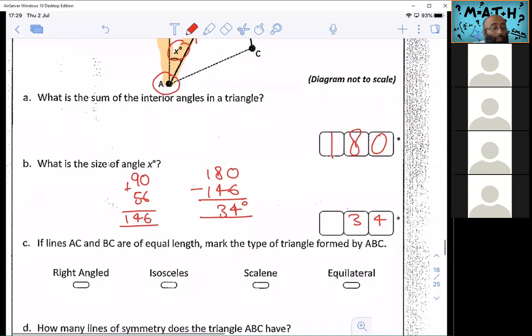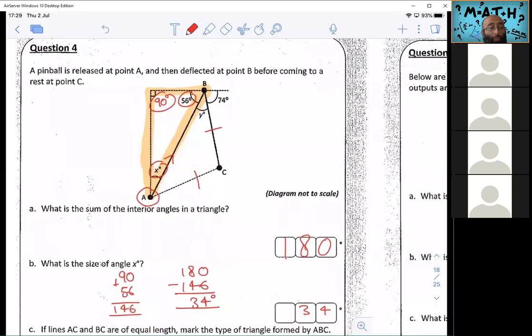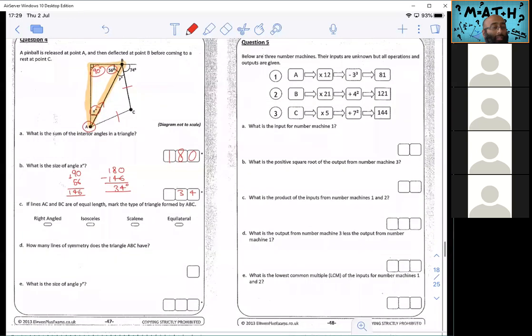Good stuff. Next, read. If lines AC and BC are of equal length, mark the type of triangle formed by ABC. Okay, if AC and BC are equal, let's have a look. Where's AC and BC? What they're saying is if this is the same length as this. So if you have two sides the same, what kind of triangle is it then, Ayan?